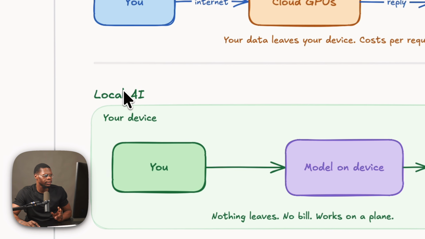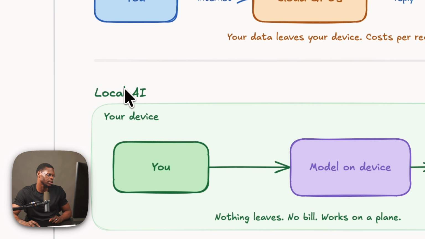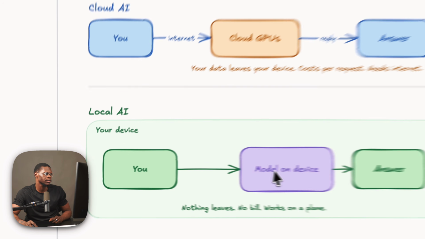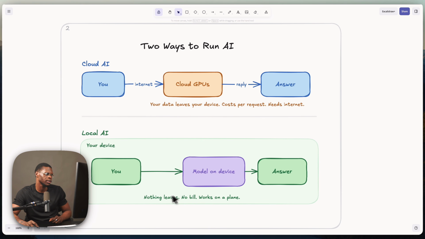And then there is the second way to interact with intelligence, which is local AI. In this setup, you just have your device, the model, and your response. Nothing leaves your device. You basically get charged $0. And it works anywhere, on a plane, in a house. And in the event of an apocalyptic scenario, you get access to intelligence without requiring internet, because at that point in time, we won't have internet.